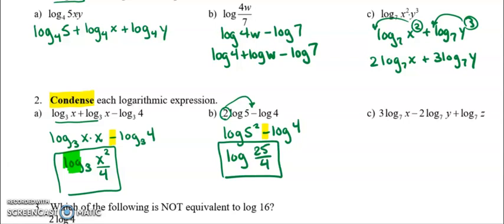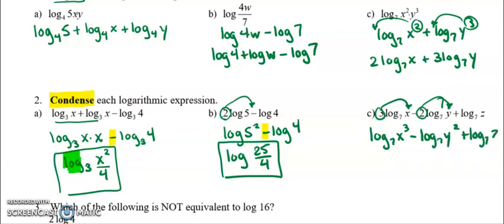And then if we look at C, we've got some coefficients. Push those back up to the exponents that they were. So that'll be log base 7 of x cubed minus log base 7 of y squared plus log base 7 of z. And working left to right, we've got subtraction here. So that came from division. So we'll have log base 7 of x cubed over y squared plus log base 7 of z.